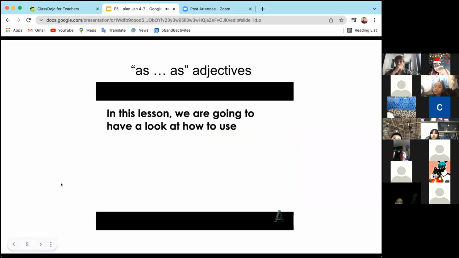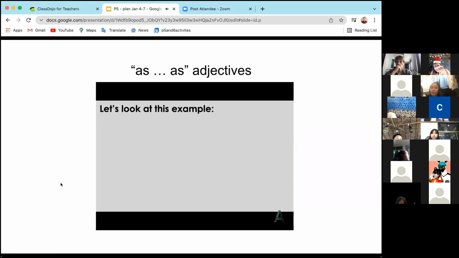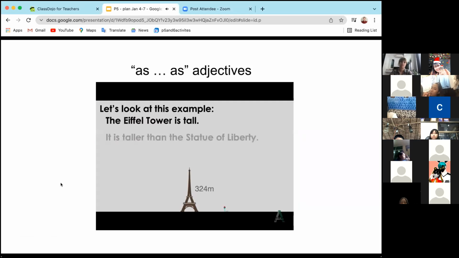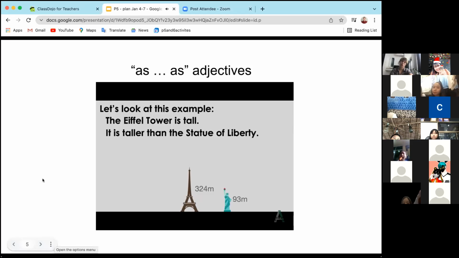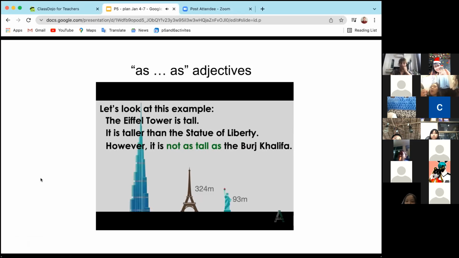In this lesson, we're going to have a look at how to use as, for comparisons. Let's look at this example. The Eiffel Tower is tall. It is taller than the Statue of Liberty. However, it is not as tall as the Burj Khalifa.